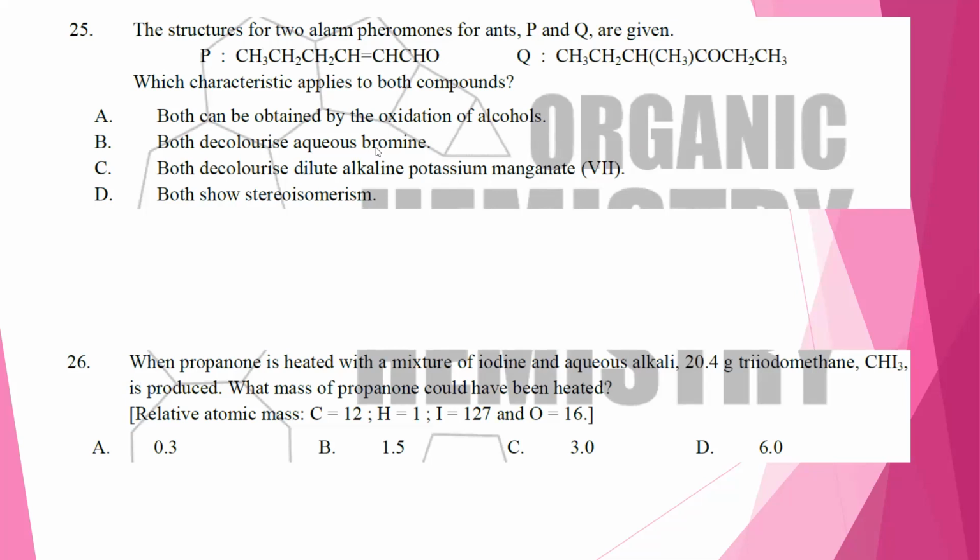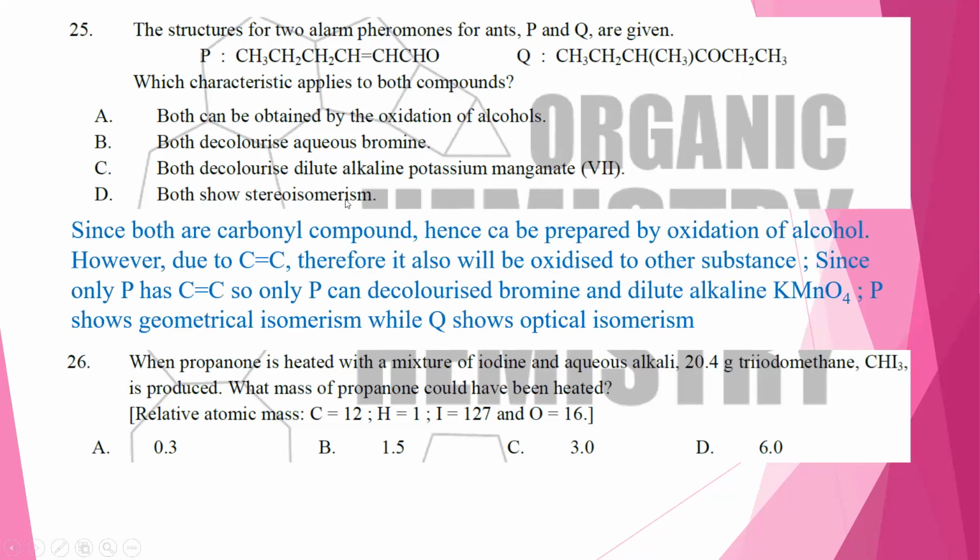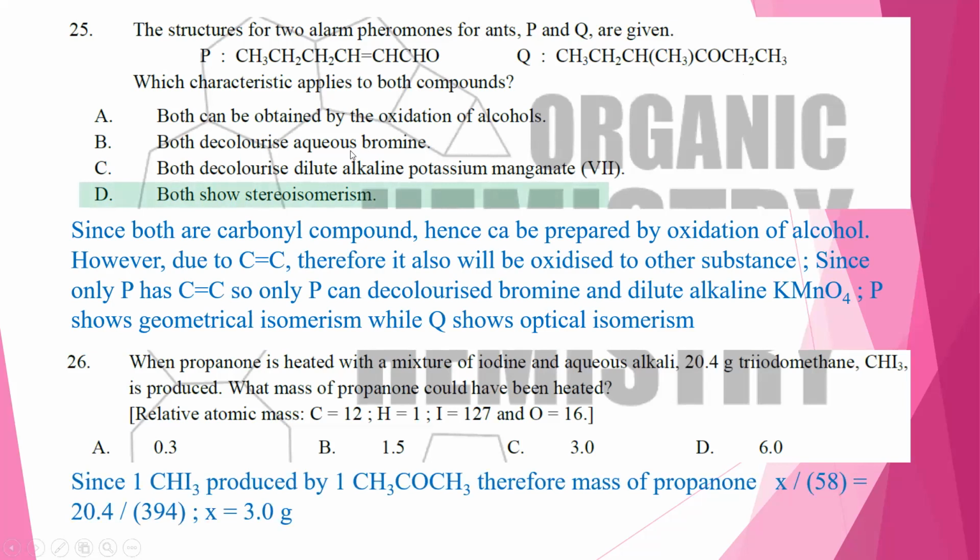So please look at the structure carefully. P contains benzene and aldehyde, while Q contains more carbon, but it is a carbonyl, ketone. So A, both can be obtained by the oxidation of alcohol. Both decolorize aqueous bromine also, because of the level, they are very weak. And then both decolorize dilute acidified potassium manganate, only P does that, but Q cannot. And both show stereoisomerism. Inside here, the stereoisomerism is caused by this one, and also the chiral carbon atom, this one. So the best answer in here is D.